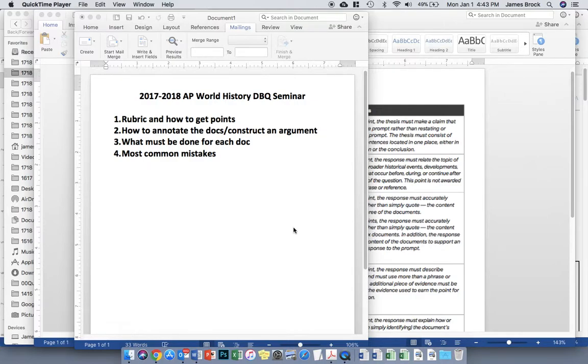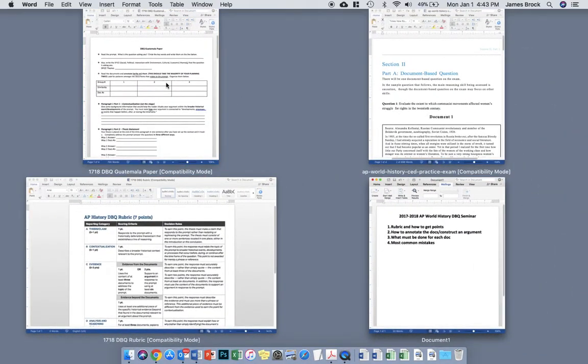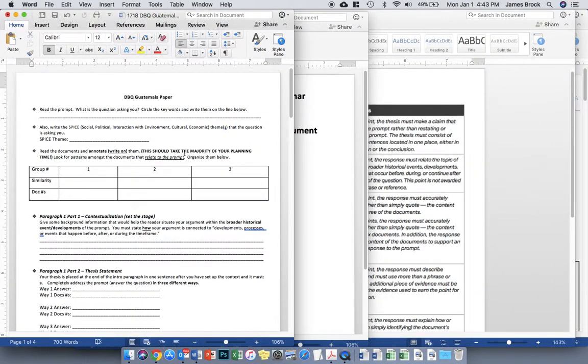As we start to look at how to annotate the documents and how to construct an argument, I want to introduce you to your new best friend. That is the Guatemala paper. There's a long storied mythology behind this paper and where it came from. All we know is some great person in the great country of Guatemala bestowed it upon us sometime around 2009, 2010. But it's here and it's going to help us out so much.